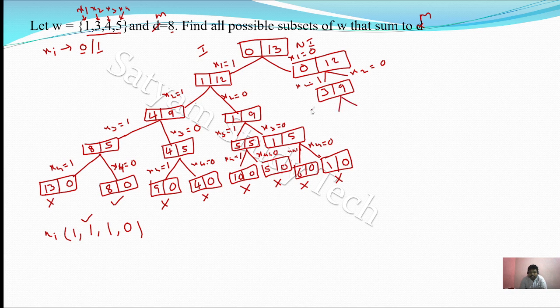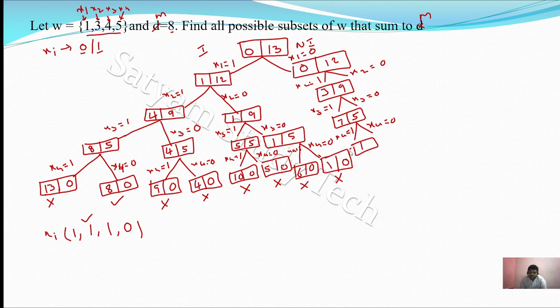Then x3 is included, x3 is not included. If x3 is included, that is 4. So 4 plus 3, 7. Subtract 4 from 9, remaining is 5. So you can expand this. x4 is included, x4 is not included. So here you can see x4 is included, that is 5, 5 plus 7.